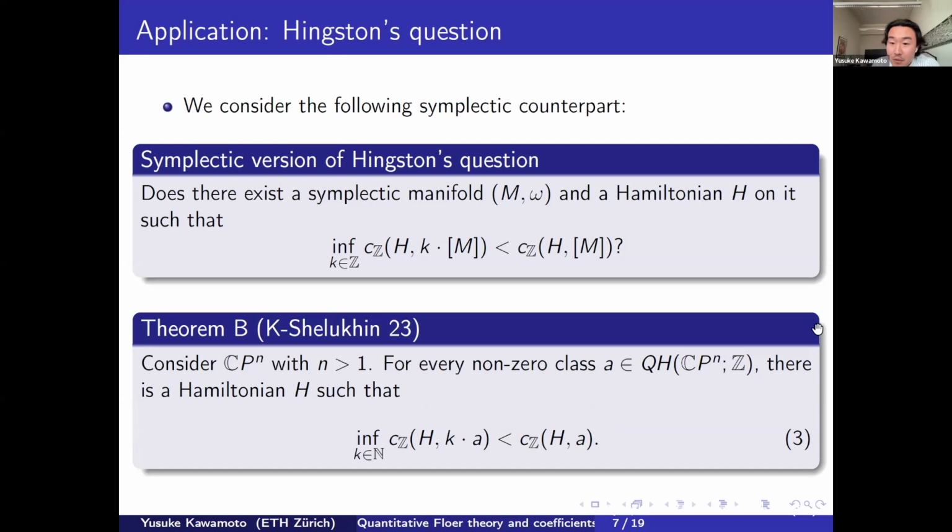From the work of Chambers and Ljokumovic, you might maybe think that the answer would be negative, but Shelukhin and I answered this question positively. So for CPN, this phenomenon can happen. Namely, for any non-zero class A, there is an integer k such that k times A's spectral invariant arrives earlier than the spectral invariant for A.